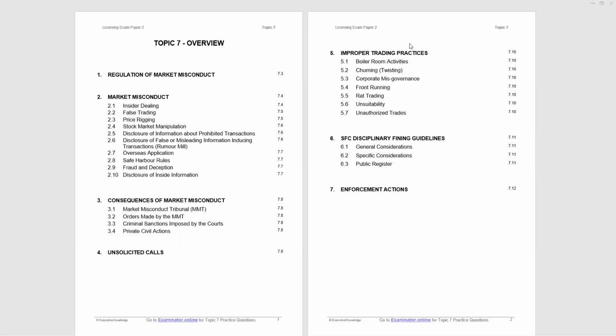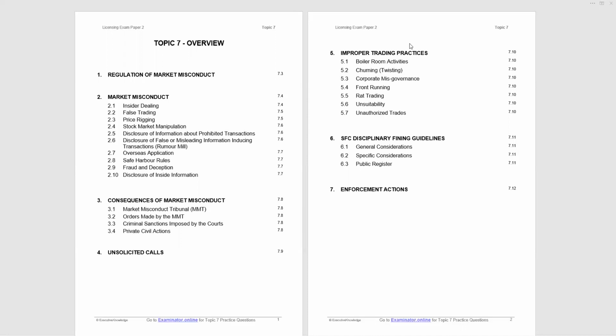Now, what have we in store? The regulation of market misconduct. Well, first of all, we'll look at the 6 categories of market misconduct and how they are dealt with. The consequences of market misconduct: you either are up in front of the courts or you're in front of the Market Misconduct Tribunal. We'll then consider unsolicited calls.